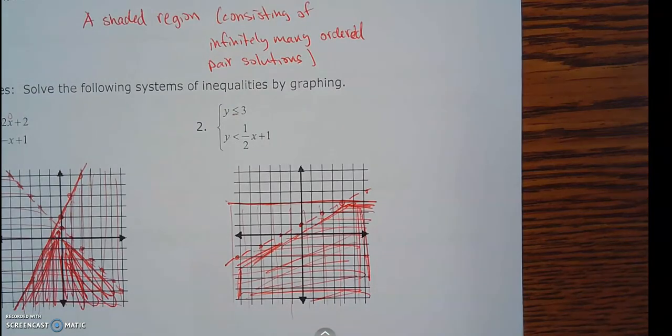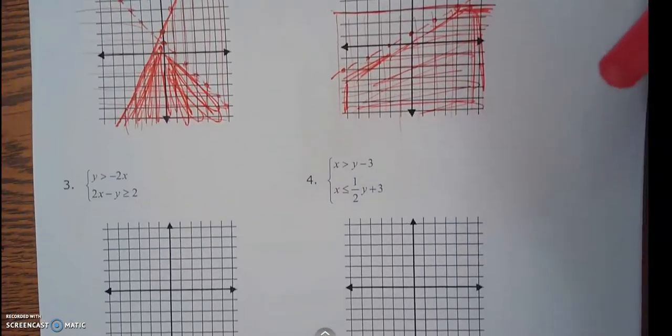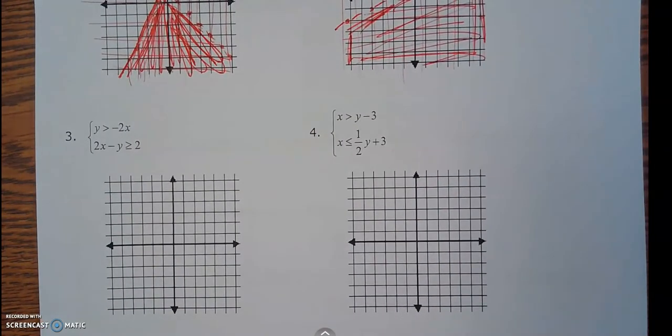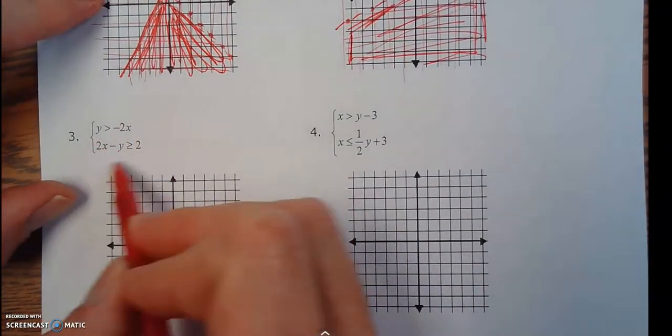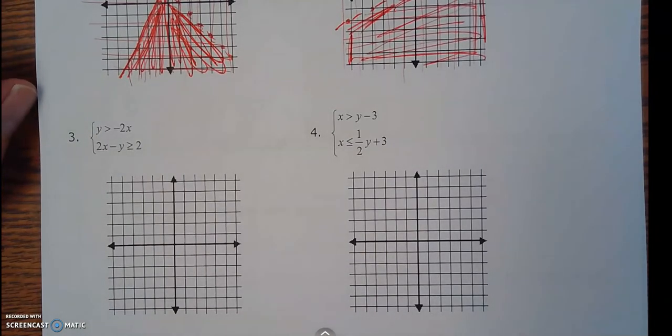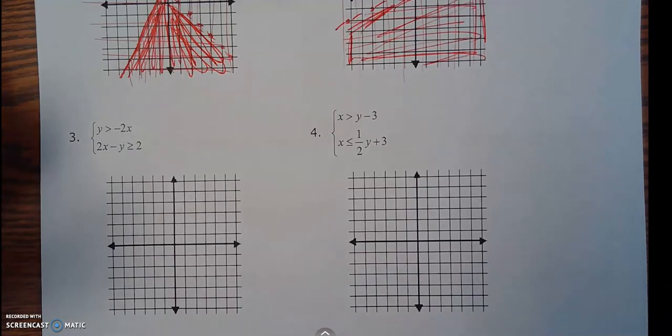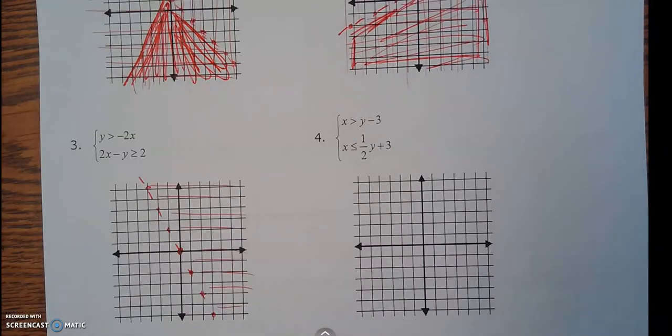Okay, in that area. Again, if you want to check it, pick a point in that shaded region and plug it in and see if it works. So this first one, it's always going to be easier to graph if it's in slope-intercept form. We can talk about standard form in a moment, but I'm going to do this first one. So there's my graph of my first equation.